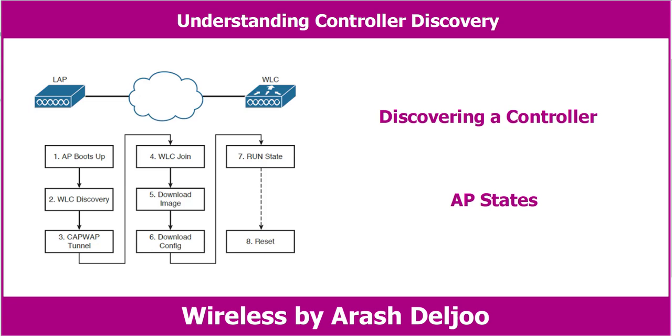In this video, I'm going to talk about understanding controller discovery. Cisco lightweight wireless access points need to be paired with a wireless LAN controller or WLC to function. Each lightweight access point or LAP must discover and bind itself with a controller before wireless clients can be supported.